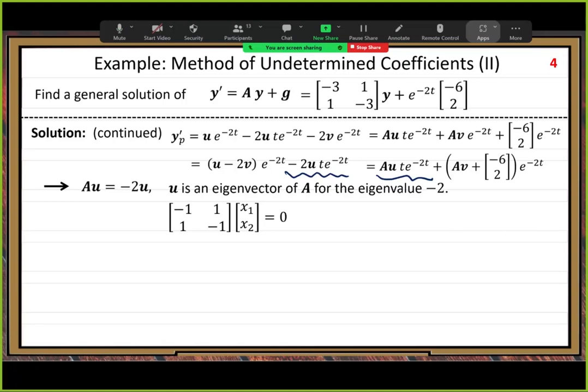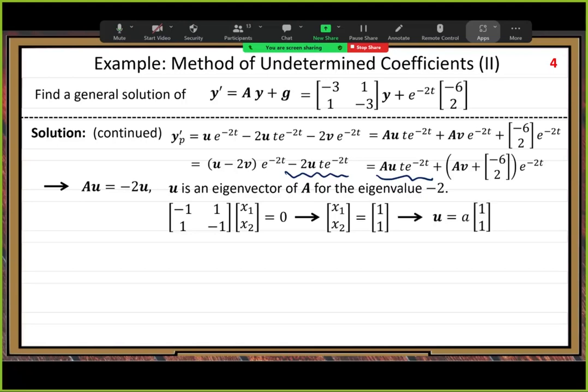So A minus lambda identity, with lambda equal to negative 2. Look at this matrix. So u is just this 1, 1 vector. Eigenvector under negative 2 eigenvalue. We did this before. Here we repeat it. I just copied what we did before here. So this is the u vector.